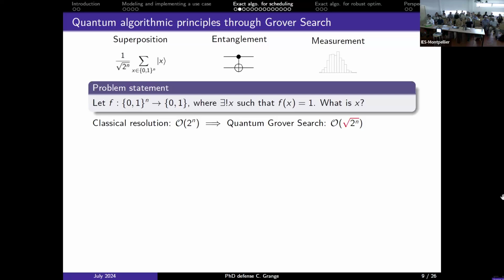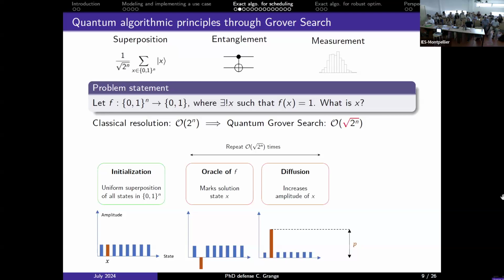Here are the main steps of Grover search. First of all, we have to initialize our state, and we use the superposition principle to make a uniform superposition of all the states in the input set. At the bottom, I represent the amplitude of each state, which are all equal because we are in a uniform superposition. And let's say that here is the x that I'm looking for.